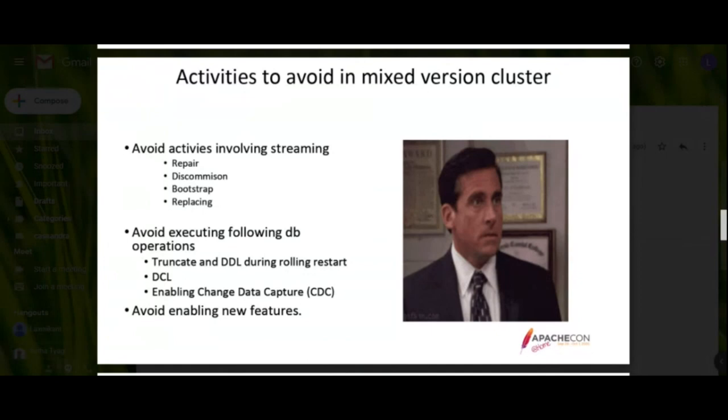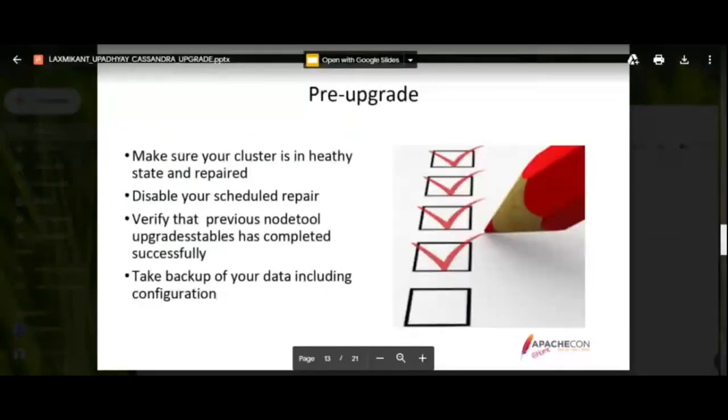Okay, so now let's talk about the pre-upgrade steps. The first thing is to make sure that each node in the cluster is in a healthy state. When I say healthy, it means that at least their disk usage, memory usage, and CPU usage are at a satisfactory level. And also check the cluster is repaired. Now, disable any scheduled repair and make sure that the node is not performing any prohibited task, which I discussed in the previous slide. And if you have done any intermediate upgrade, then make sure that the last upgrade SSTable has completed successfully, and then only you start the next upgrade. And the last point is to take a backup of your data, including the configuration. And this is very important in case anything goes wrong.